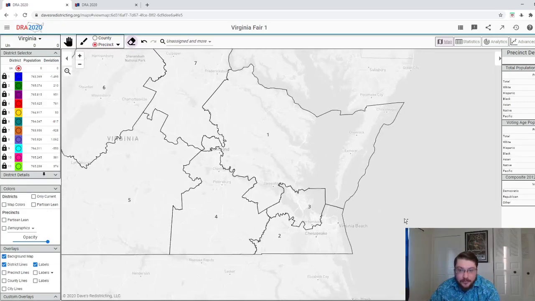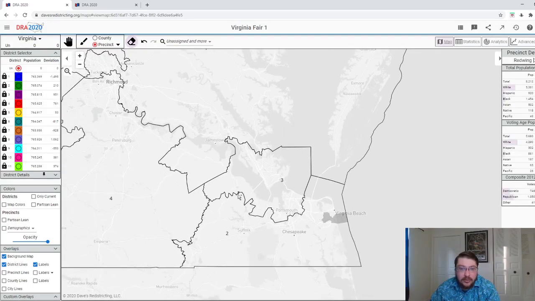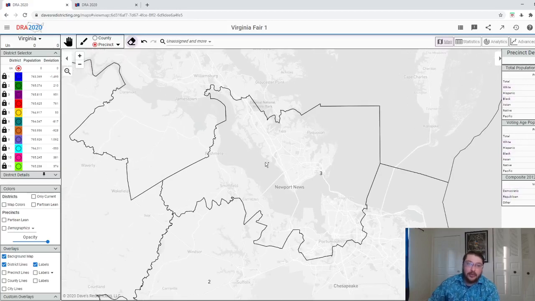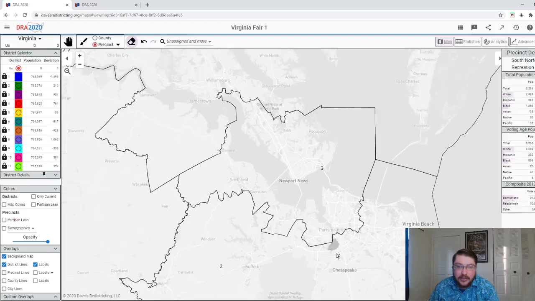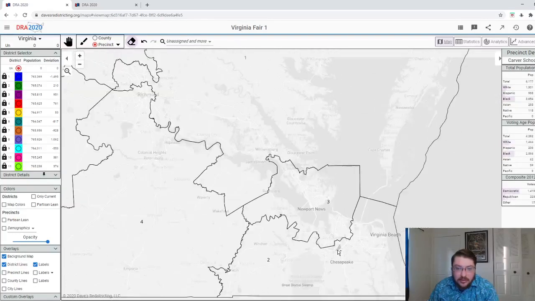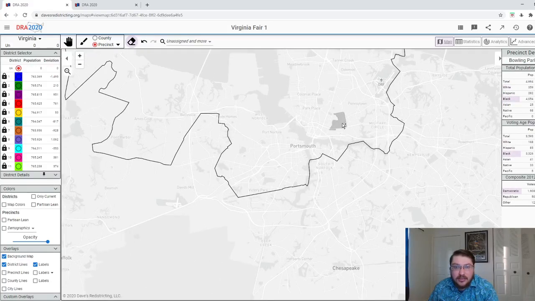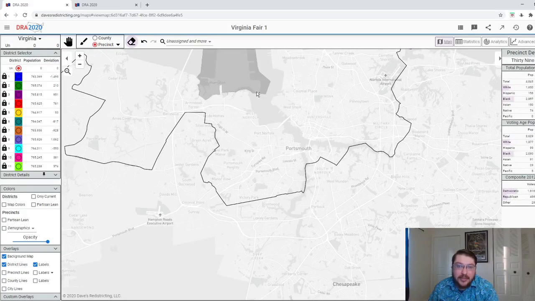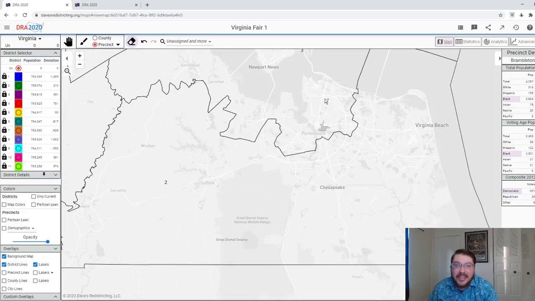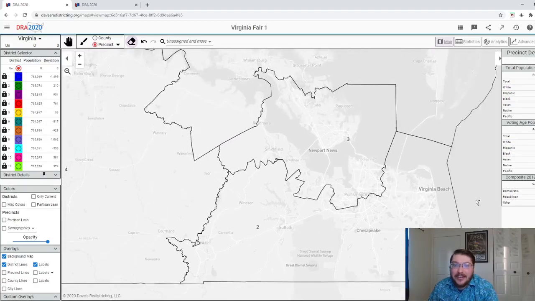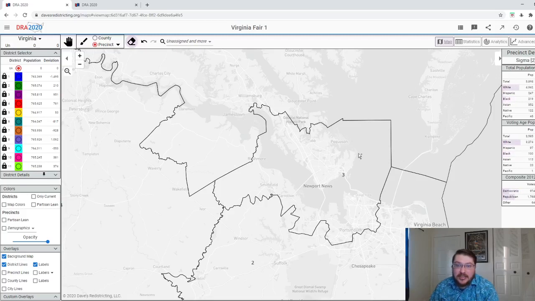If we go over here, the Hampton Roads and Newport News area, as well as most of Portsmouth and Norfolk, which is in this area. Portsmouth and Norfolk are basically the same area. That's a separate district, including Poquoson. I almost said Posaquan.